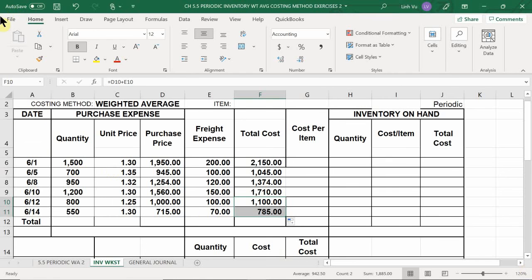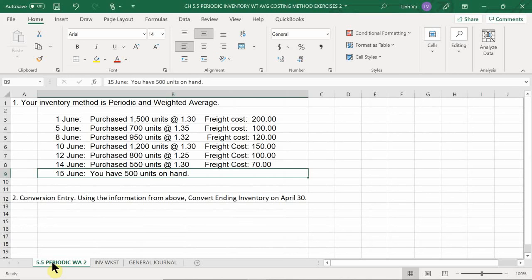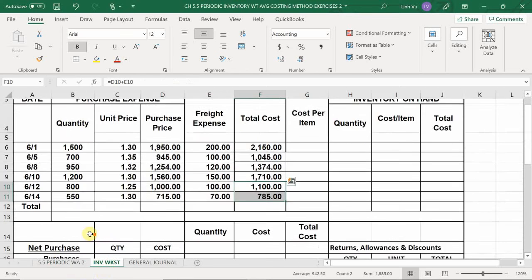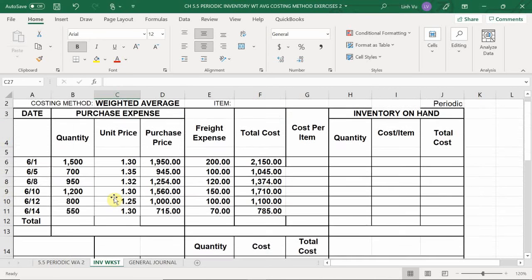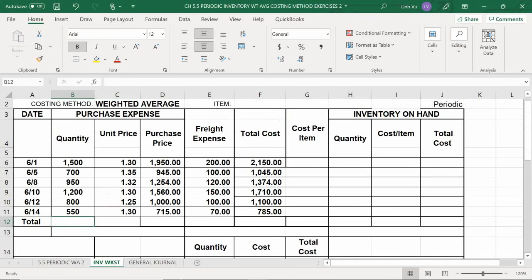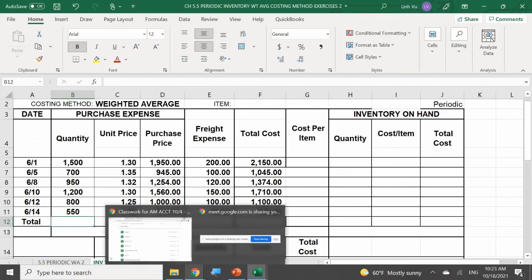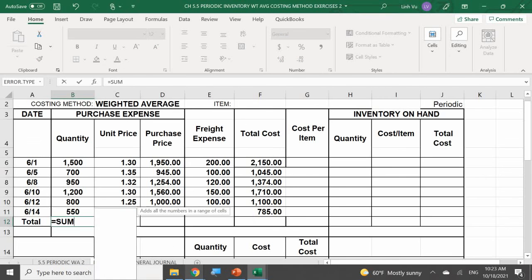Let's see what the scenario says. On June 15, I have a total of 500 units on hand. So in this case, ending balance is going to be 500 units. So therefore, I need to tally up my total. So in this case, what was the total quantity that I purchased?